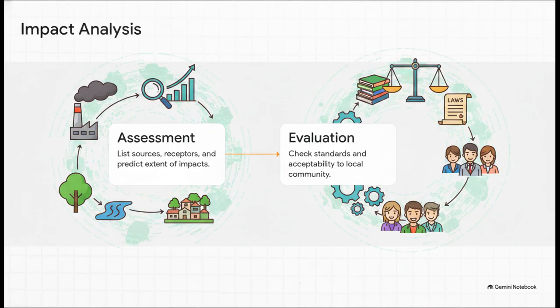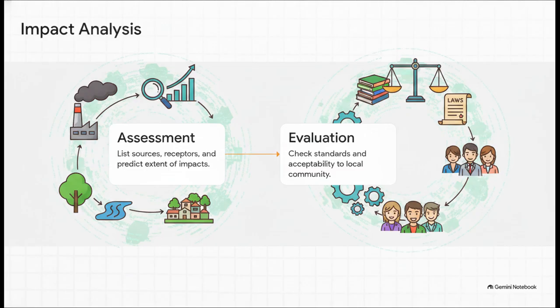First, the team identifies, predicts, and assesses both the positive and negative impacts. They compile a list of all the project's impact sources and match them with possible receptors in the environment. And, most importantly, they predict the extent of these impacts and put hard numbers to them. Then, in the evaluation phase, they ask a crucial question: are these predicted adverse impacts significant enough to demand mitigation?